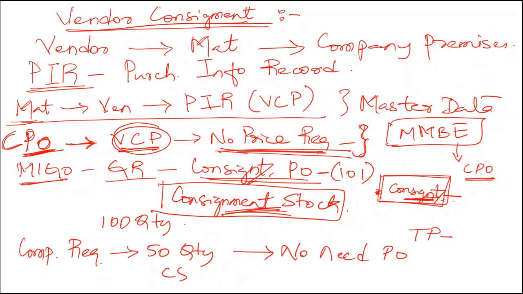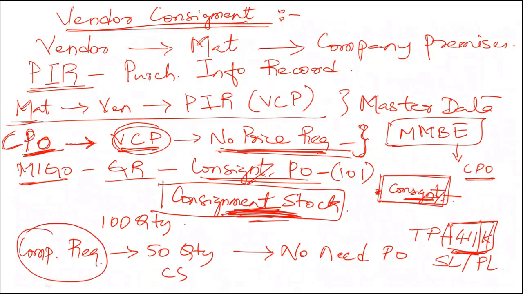Transfer posting with movement type 411K. This is the movement type to transfer consignment stock to any storage location or any plant. We need to use this movement type to consume material from the consignment stock by the company. Then again, once you go to MMBE and check, whatever quantity I entered will be transferred from consignment stock to storage location. That means the company.